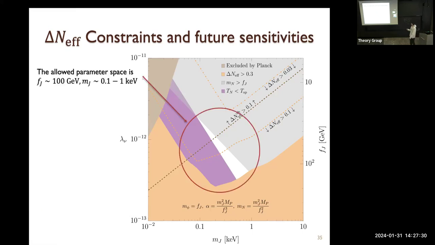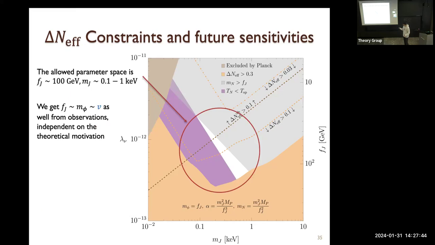Okay, so let's see. This is our allowed parameter, this small region. But you can see this allowed parameter Fj is around the weak scale, and Majoron mass around the keV region. So here we didn't impose that this Fj should be the weak scale. This is, of course, our theoretical motivation, but for this constraint plot, we didn't impose this. It's totally from a different perspective, from the constraint on the N effective. So weak scale Fj or weak scale M phi is both from the theoretical motivation and from the observations.